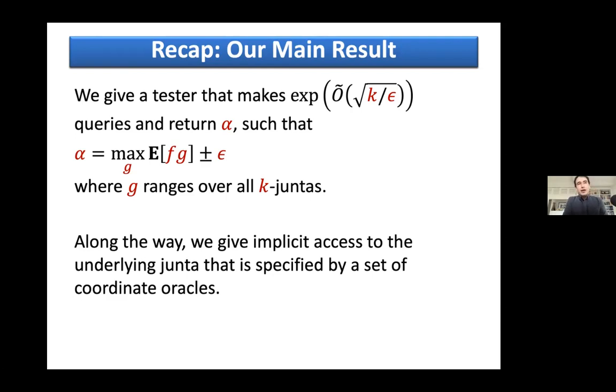And along the way, we get implicit access to the underlying junta that is specified by a set of coordinate oracles. And I think this is of independent interest. This could be used later, for example, if you want to do testing for subclasses of juntas, or if we want to do learning. And I think that some of these ideas also appeared in the work of Nader and Pshuti, although it was not in the tolerant setting. It was in the non-tolerant setting.